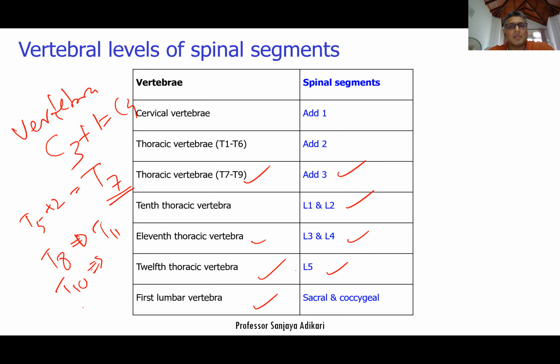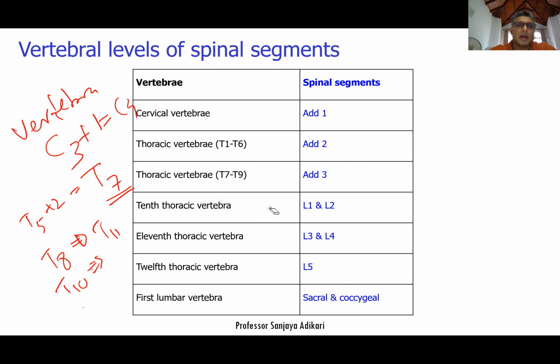At the first lumbar vertebra, you get all the sacral and coccygeal segments concentrated in one place. So if you damage the first lumbar vertebra, if it is fractured here, you have a chance of damaging all the sacral and coccygeal segments, and they are the ones that supply your bladder, rectum, and anal sphincters. Then they can get paralyzed.